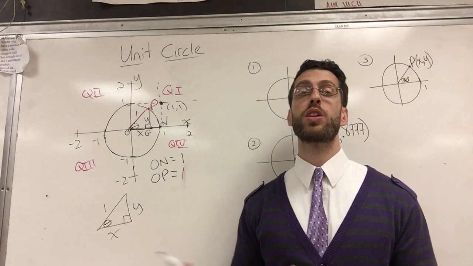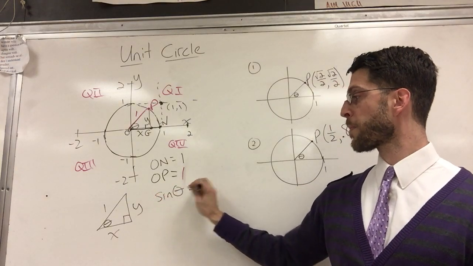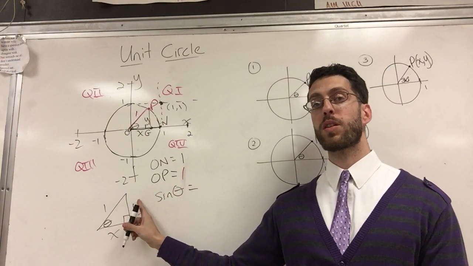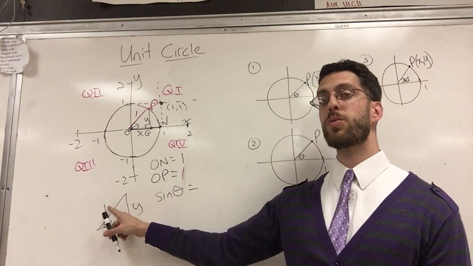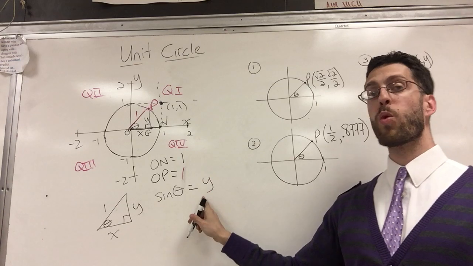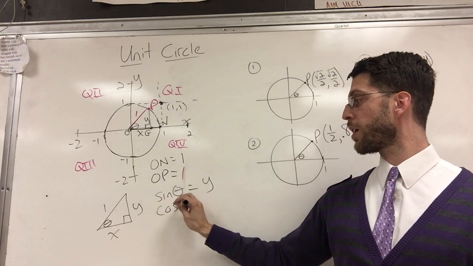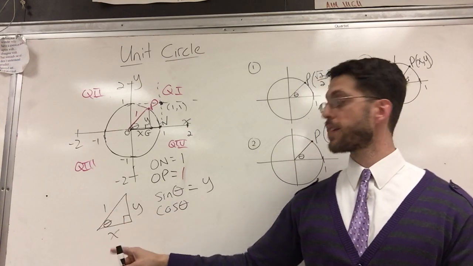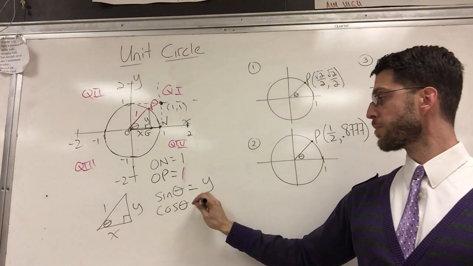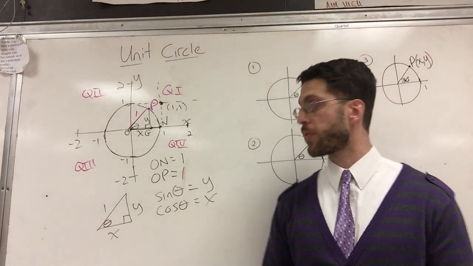Now, since it's trigonometry, I just want to explore. Let's see if we can figure out what the sine of theta is. Here it's opposite over hypotenuse. Remember SOHCAHTOA? Sine is opposite over hypotenuse. So that's y over 1, and I don't have to write the 1. Cosine theta is adjacent over hypotenuse. That's x over 1, and I don't have to write the 1. Anything over 1 is itself.